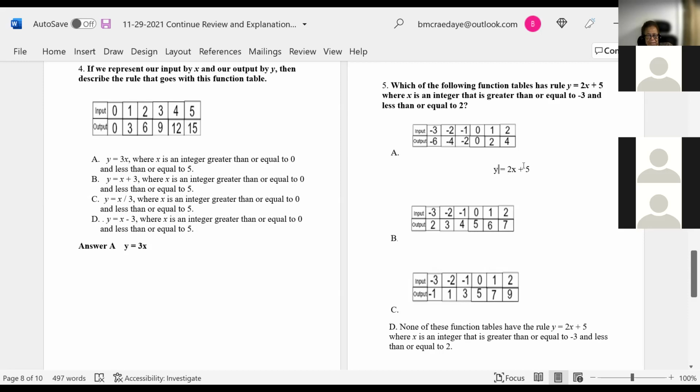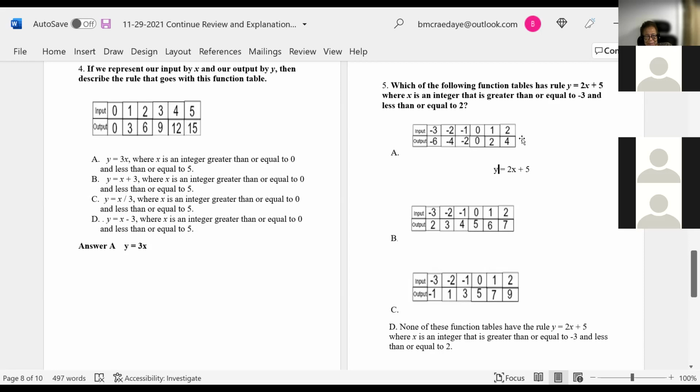What's negative 6 plus 5? Negative 6 plus 5, you subtract, is 1. Plus or minus? Minus 1. Negative 6 plus 5 is a negative 1. But the table says a negative 6.